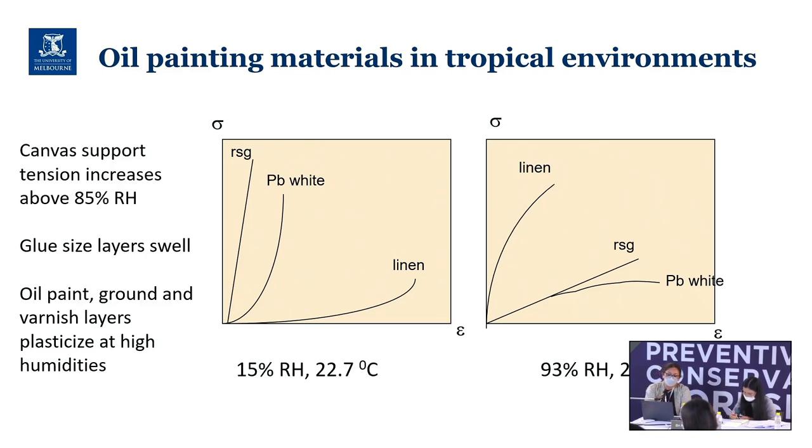And what we do find at high relative humidities with a canvas painting is what we call stress and strain curves. Stress being how much force, how tight something is, and strain being how much something can move. And what we do have at high relative humidities is that a canvas support will be very, very tight. Yeah, very tight and stressed.